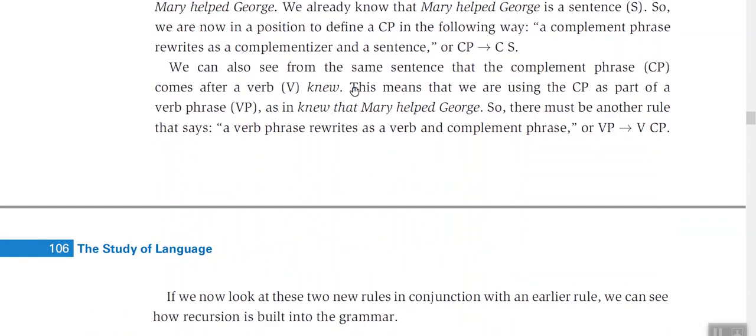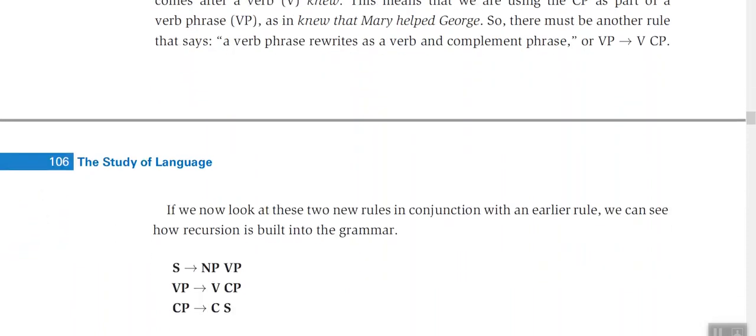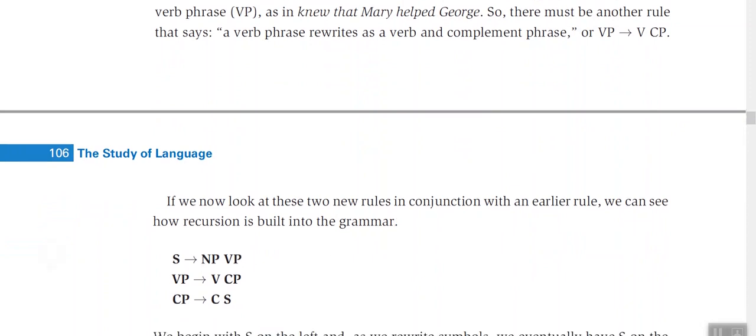We can also see from the same sentence that the complement phrase comes after the verb knew. This means that we are using the CP as a part of the verb phrase, as in knew that Mary helped George. So there must be another rule. So we have here another rule: a verb phrase realized as a verb and complement phrase, VP, V, CP.